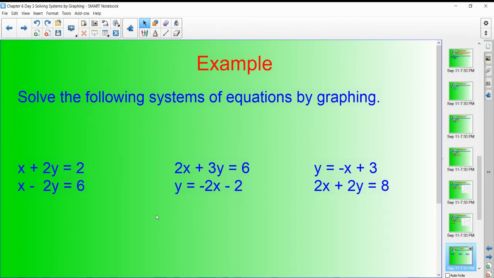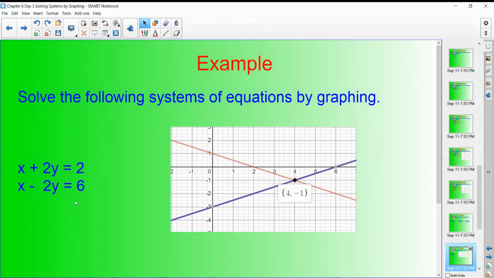Okay, so let's take a look at each case. The first case, they meet at a point at 4, -1. We can put it into y equals mx plus b. We can graph using the intercepts. Okay, the intercepts here are pretty nice. This one, x-intercept 6, 0, y-intercept 0, -3. So nice x and y intercepts. I can graph it that way.